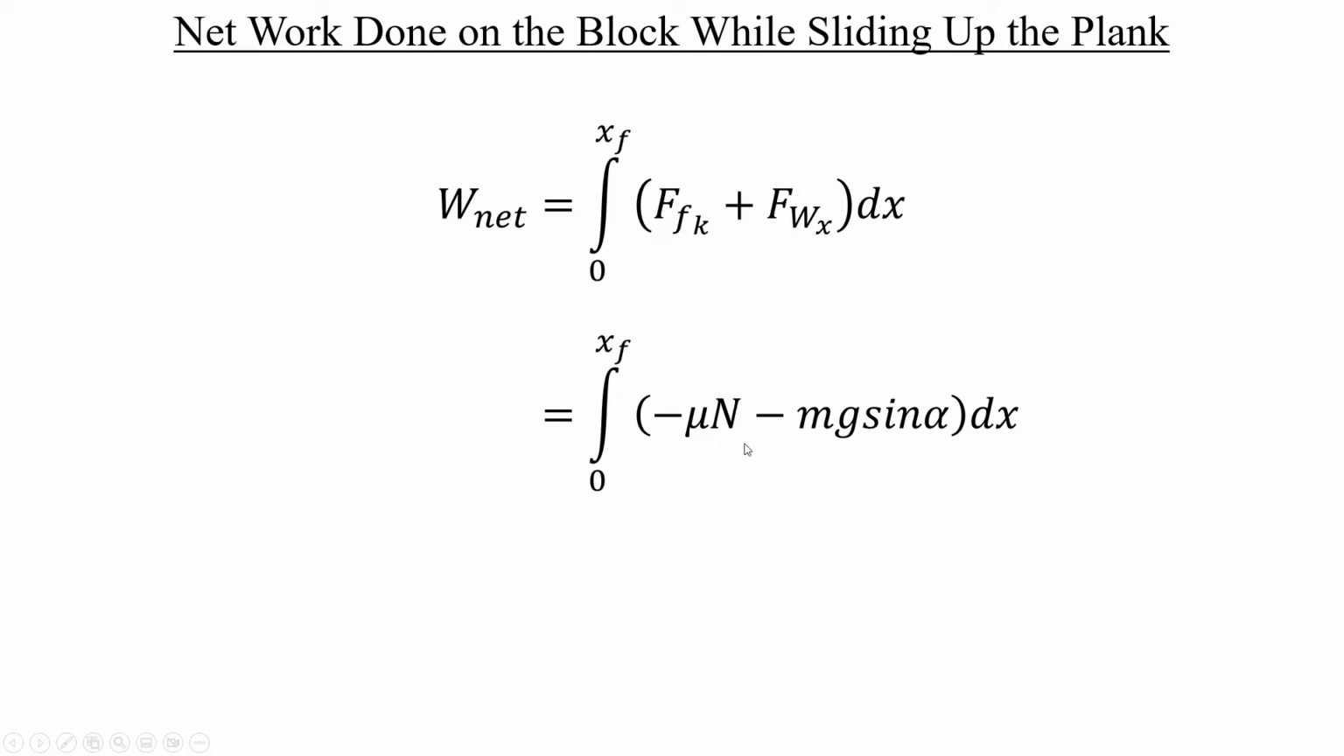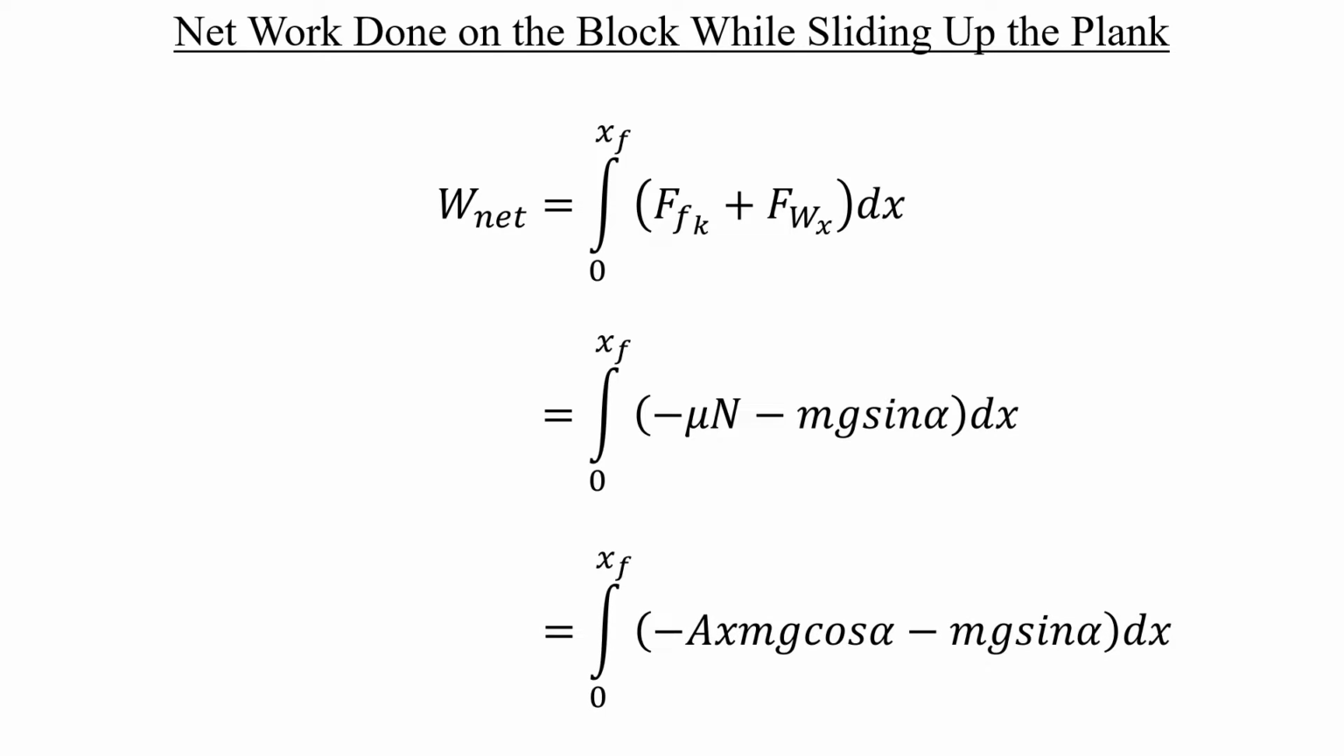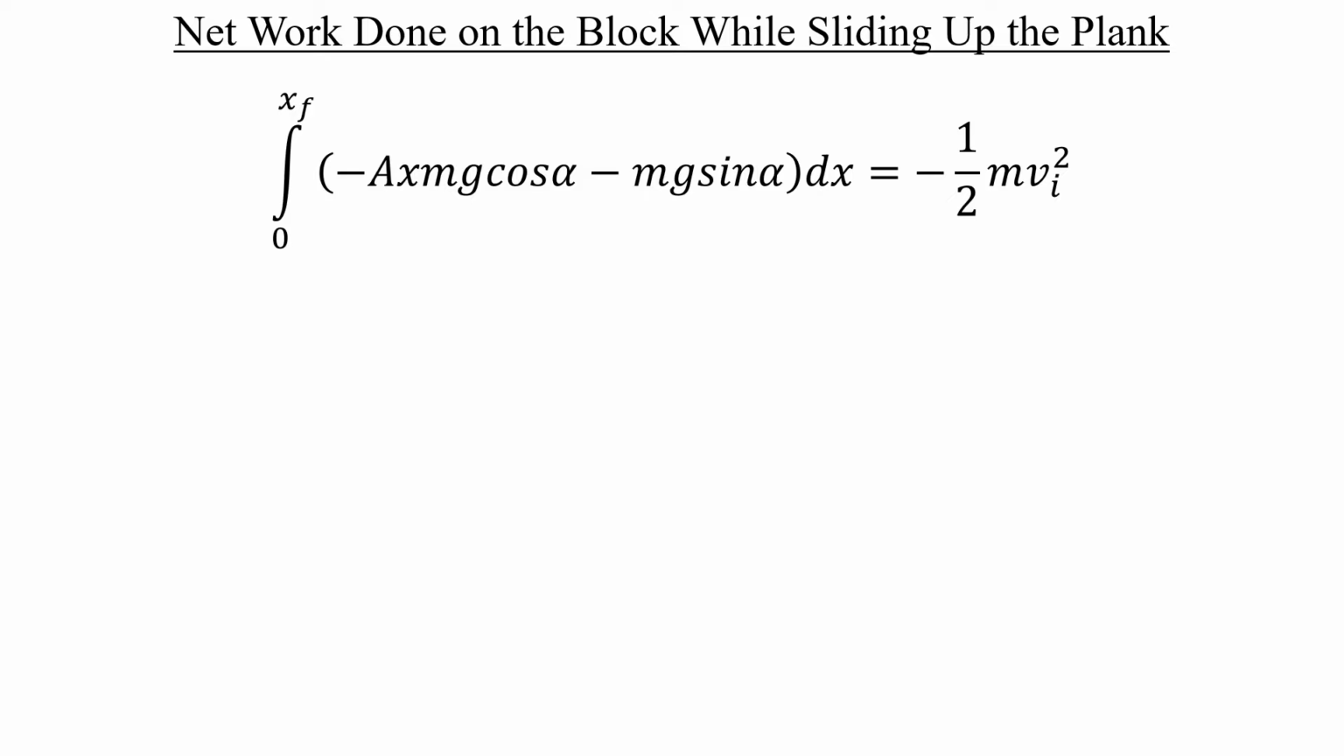We were told that mu is ax, so that can be replaced in our integrand. The normal force is balanced by the cosine component of the box's weight, so we can substitute that in as well. The whole expression down here at the bottom, this is the net work done on the box, which is equal to our previous negative kinetic energy.